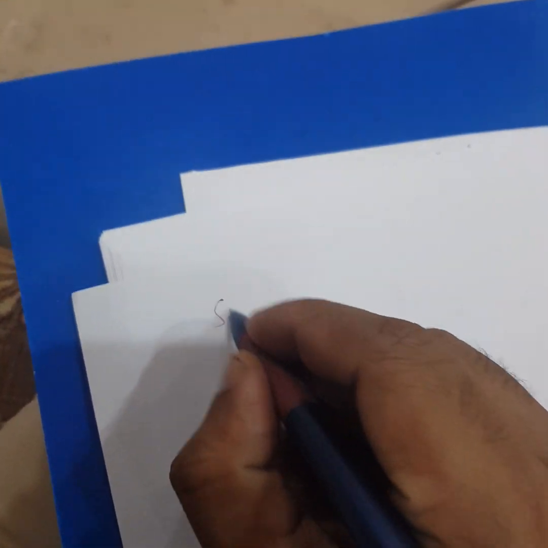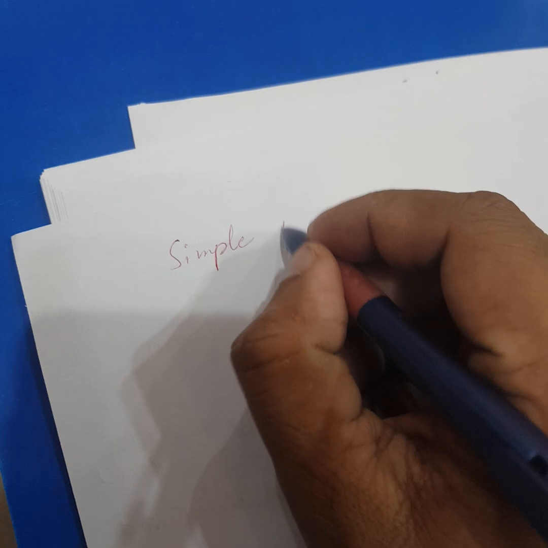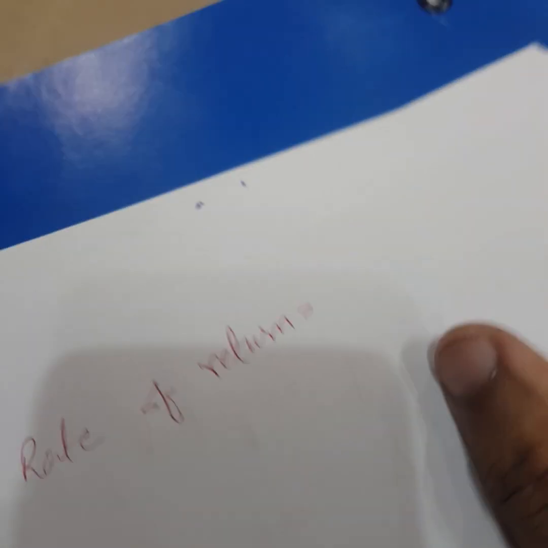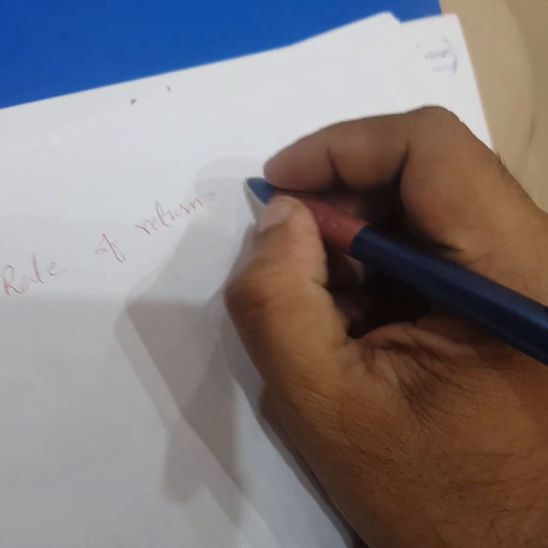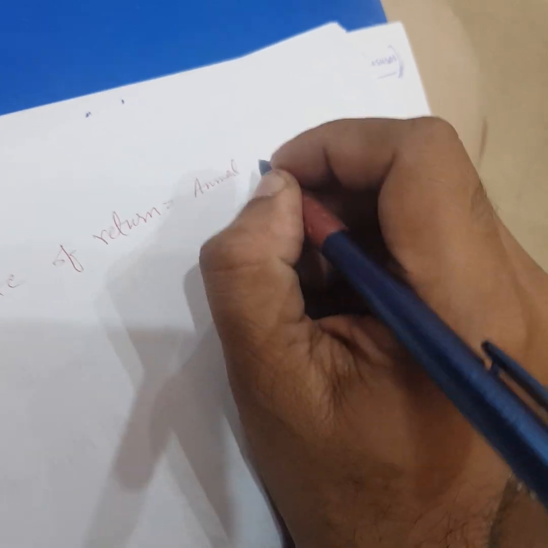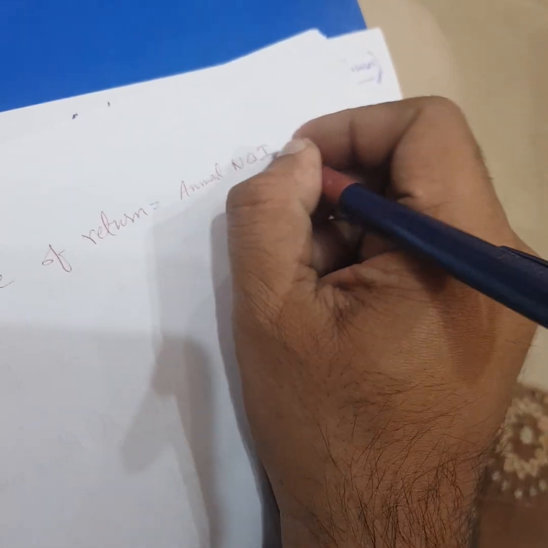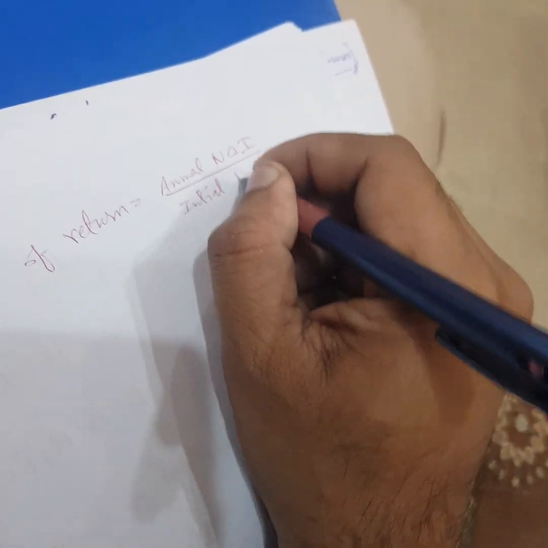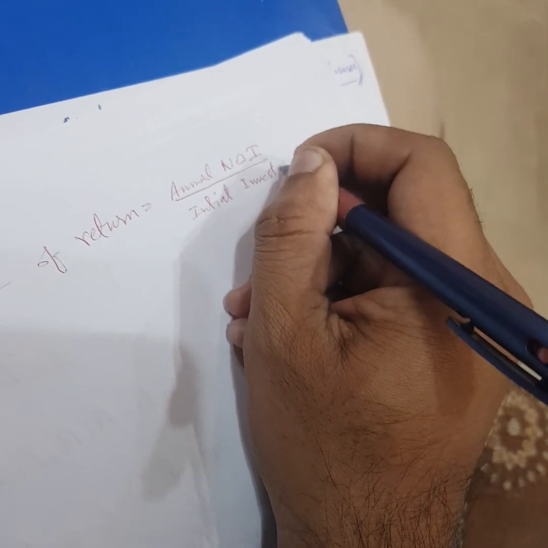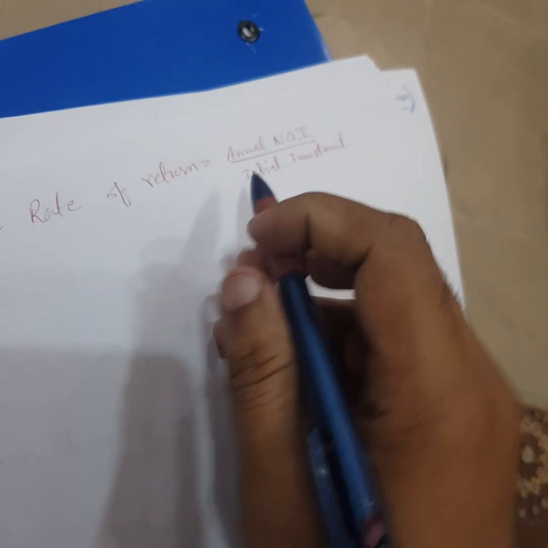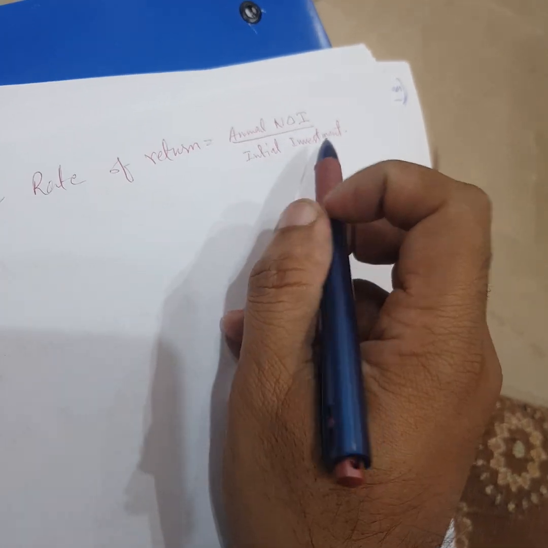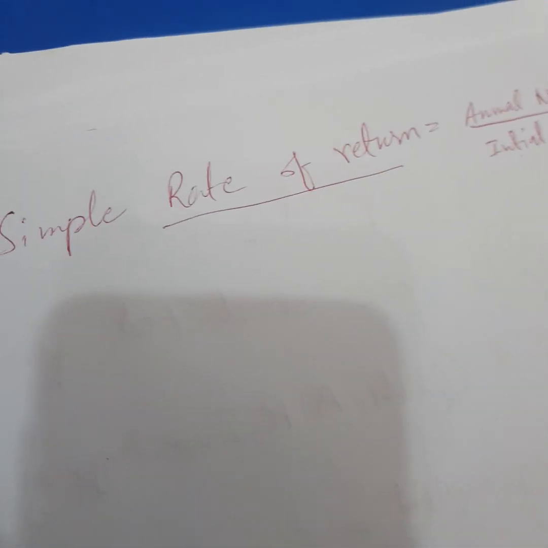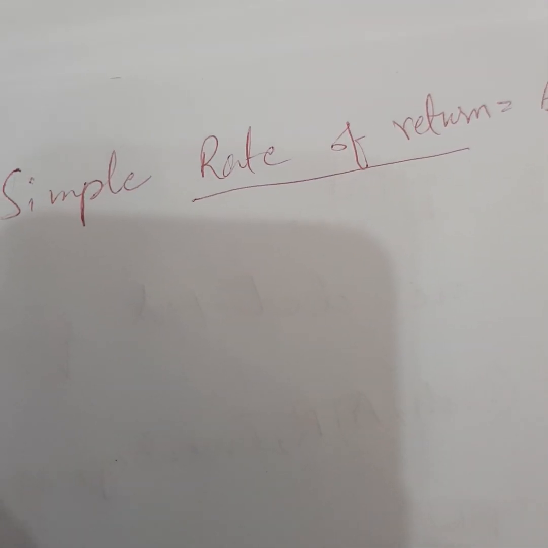Then comes the concept of simple rate of return. The simple rate of return can be calculated by dividing annual net operating income with initial investment. By dividing annual net operating income with the initial investment, we will be able to get the rate of return.